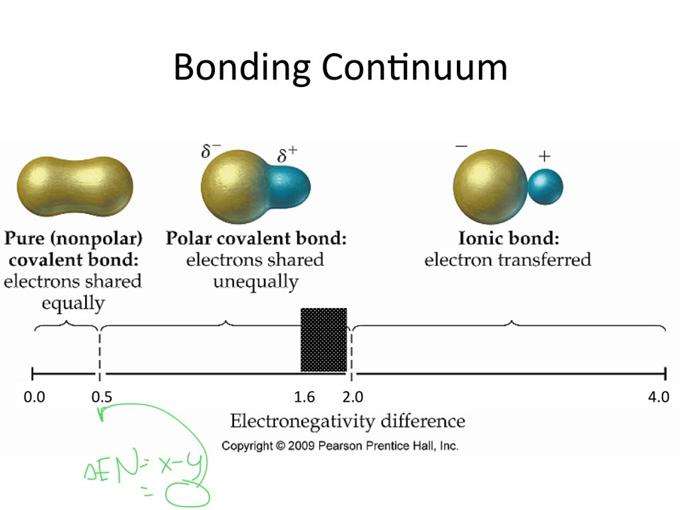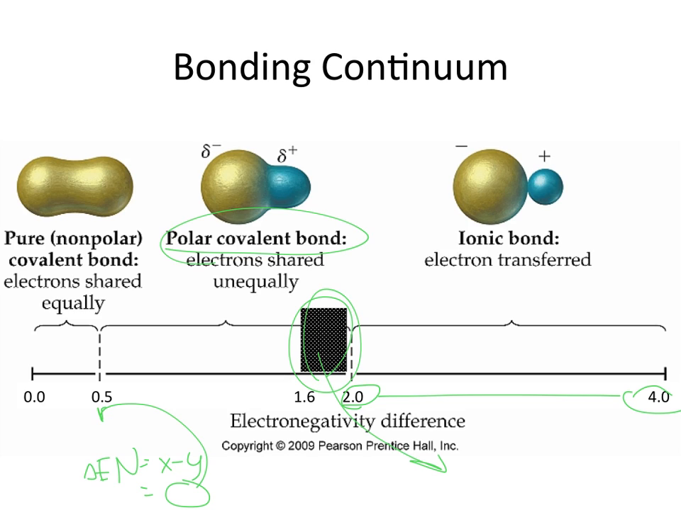So again, from 0 to 0.5 is nonpolar. They're going to be sharing the electrons evenly. From about 0.5 to just under 2 is going to be this polar covalent bond. Now you see this kind of grid here where it goes from 1.6 to 2.0. We'll talk about that in a second. Any difference that's between 2 and 4 is going to be for sure an ionic bond.